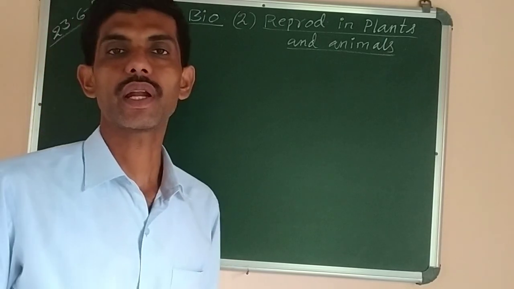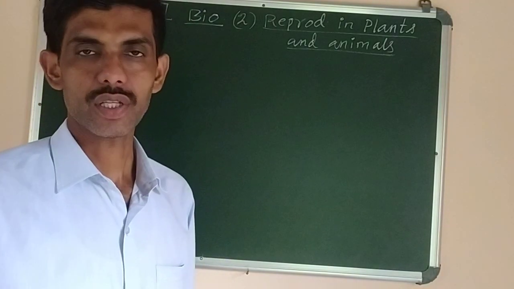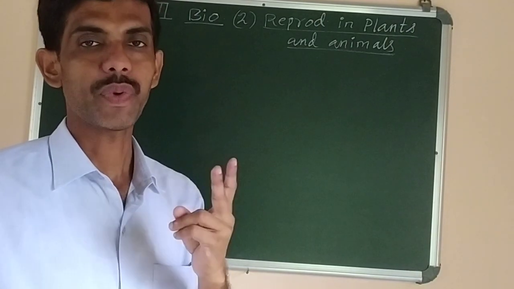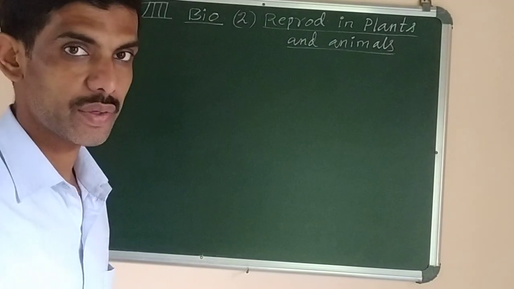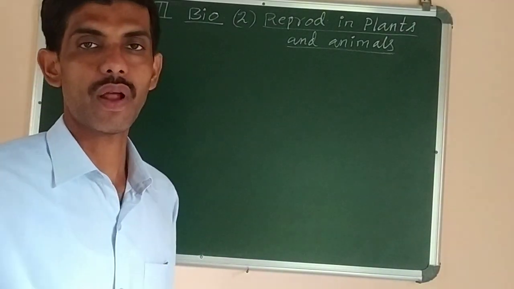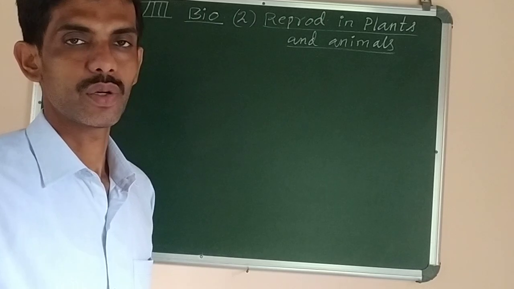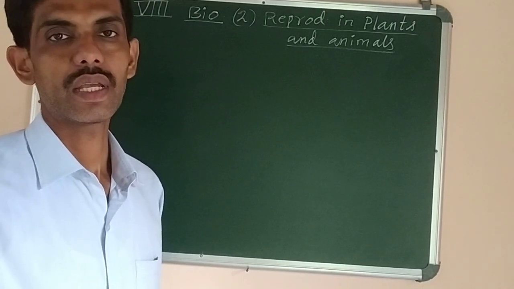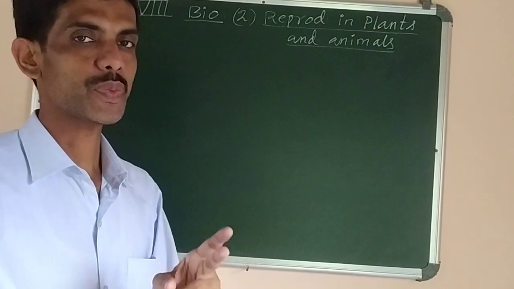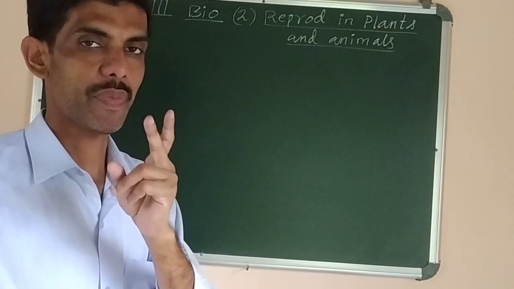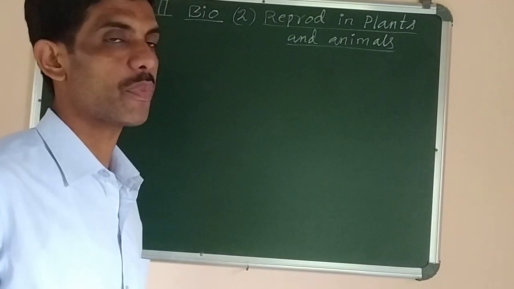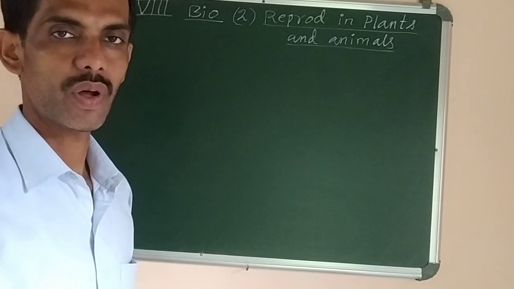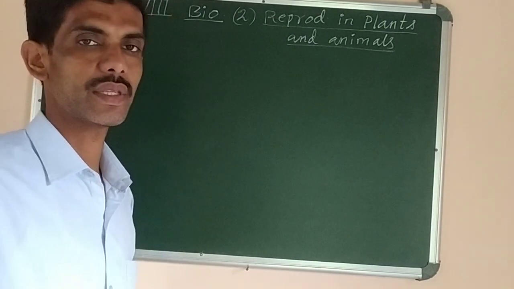The second one we studied was cross-pollination. Cross-pollination is the one in which two plants are needed, and the pollen grains from the anther of one flower are transferred to the stigma of another flower on a different plant. Means in cross-pollination, two different plants or parents are required, whereas in self-pollination, only one plant is needed. Only one flower or two flowers of the same plant are needed.